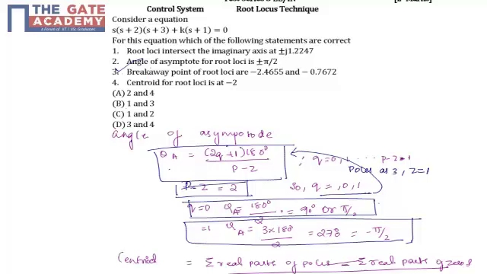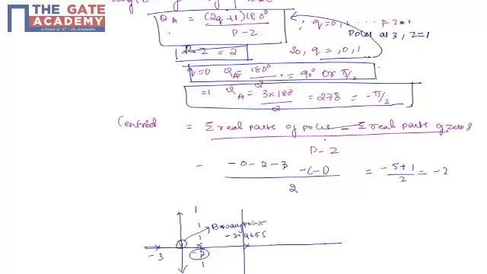Next, the fourth statement is centroid of the root locus is at minus 2. To check if the statement is correct, we'll use the formula: centroid is equal to the sum of the real parts of the poles minus the sum of the real parts of the zeros, divided by p minus z. So that is minus 2, which we have obtained after simplification. So this fourth statement is true.